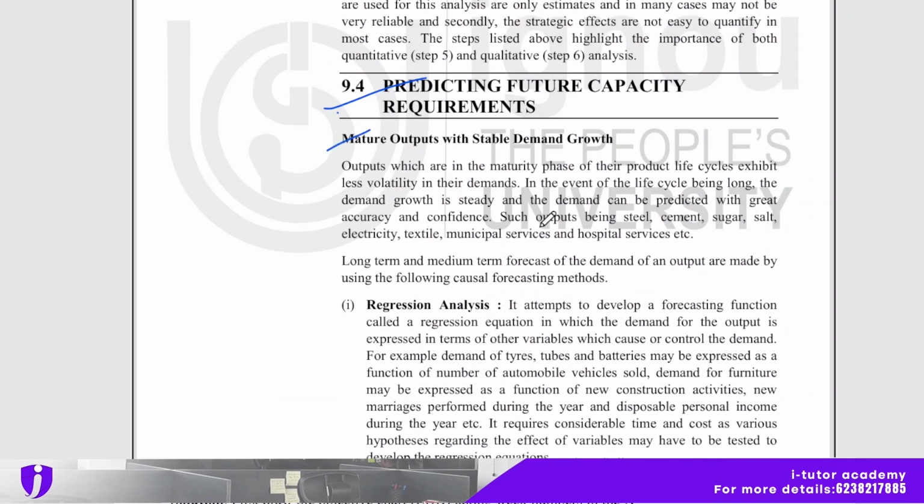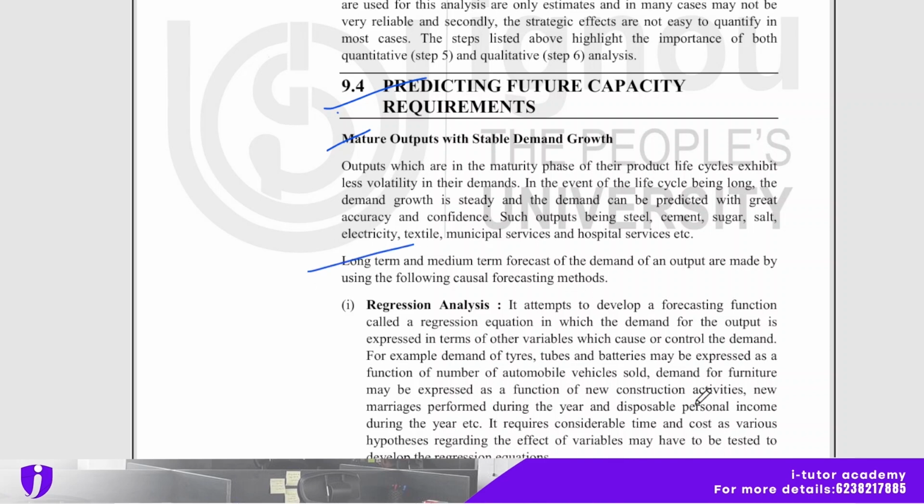And next is predicting future capacity requirement. One is mature output with stable demand growth. Outputs which are in the maturity phase of their product life cycle exhibit less volatility in their demands. And in the event of the life cycle being long, the demand growth is steady and the demand can be predicted with great accuracy and confidence. Such outputs are steel, cement, sugar, salt, electricity, textile, municipal service, and hospital service, etc.